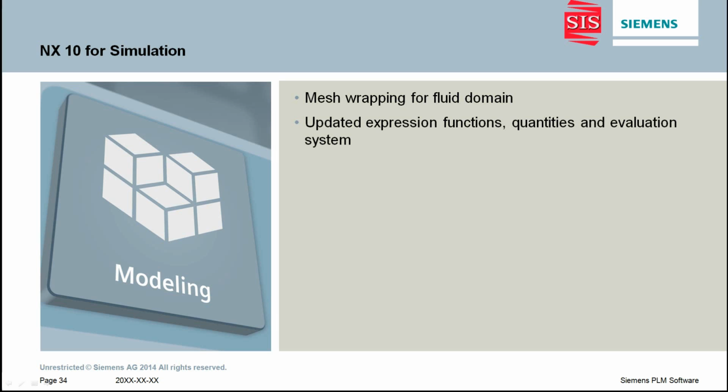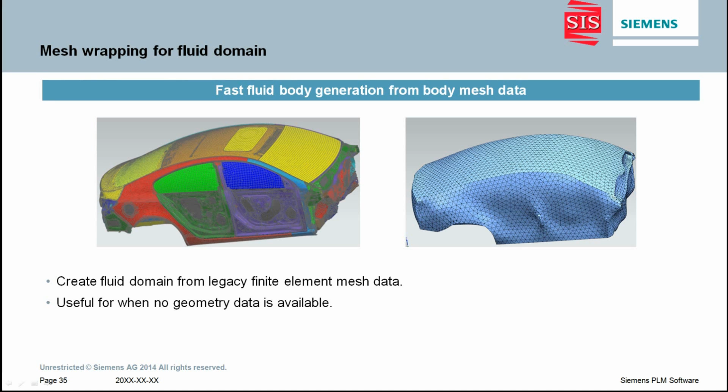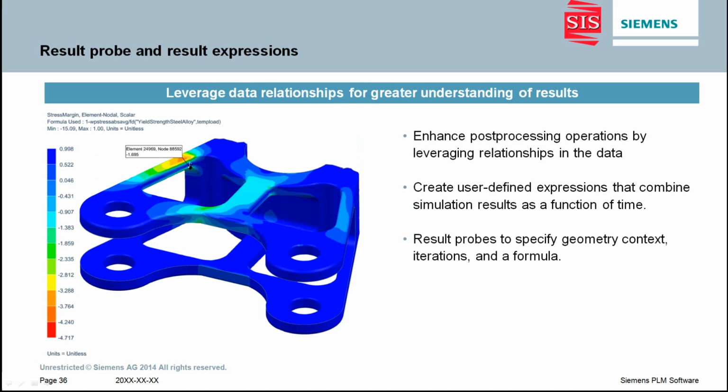Modeling enhancements include mesh wrapping for fluid domain and updated expression functions, quantities, and evaluation system. Analysts often need to start their simulations from legacy finite element mesh data, meaning no surface geometries are available. This poses a difficult challenge for CFD analysts who need to create the fluid domain mesh for the cavity inside the part. NX10 introduces a new mesh wrapping capability that solves this problem by allowing you to generate fluid bodies from models for which you have mesh data but no geometry.